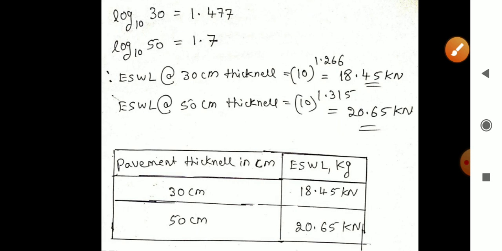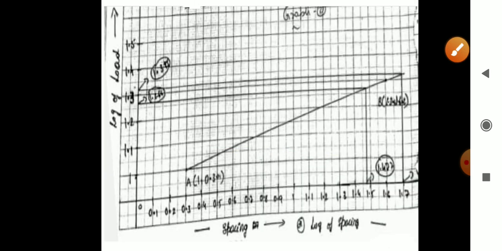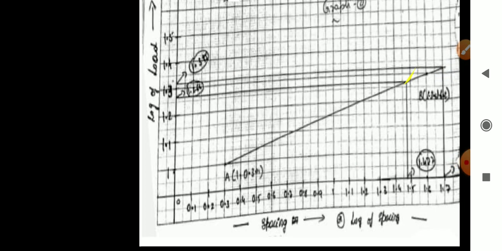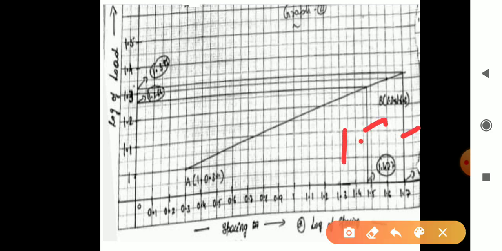Next, here we have to find thicknesses, right? For finding ESWL for different thickness: for 30 centimeter thickness, log 10 30 is 1.477. Similarly log 10 50 is 1.7. So for 1.477, how much is the ESWL? That we have to find in the graph. For 1.7, how much is the ESWL, that we also have to find in the graph. So see, this value is 1.7, this is 1.47. So how much it is, we have to find.